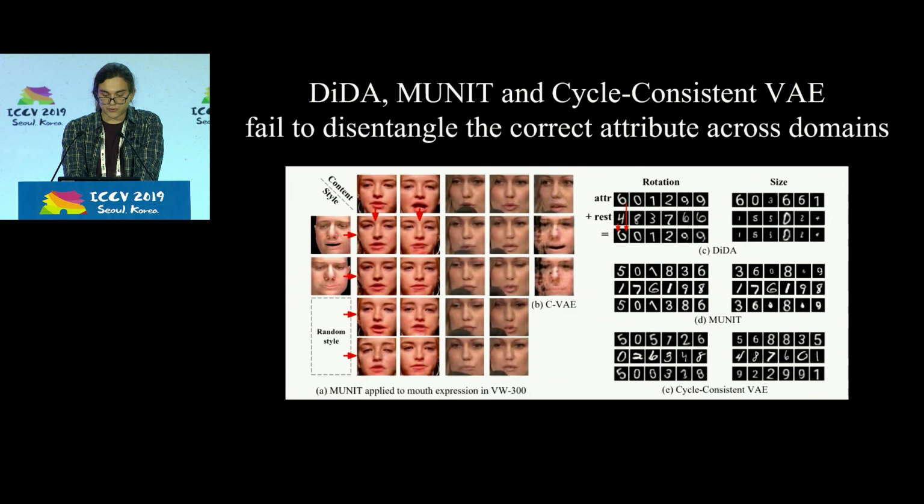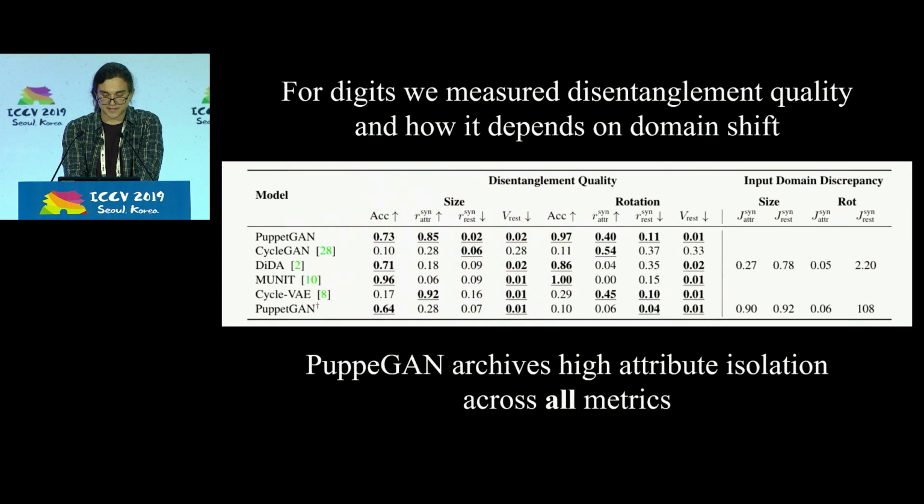We trained MUNIT, DATA, and Cycle-consistent VAE on the same datasets, and neither was able to both disentangle the correct attribute and transfer this knowledge across domains. To be fair, among these models, only DATA was originally designed for this specific task. We evaluated how much the output is affected by different attributes of real and synthetic inputs. This tells us how well these models can manipulate individual attributes in isolation, and our model excels quantitatively as well.